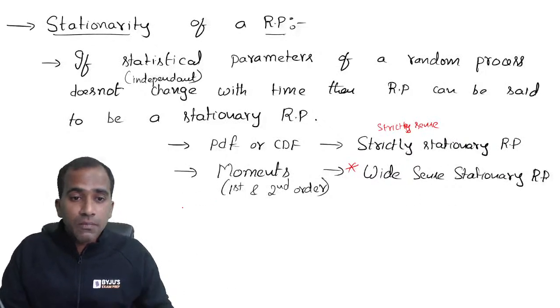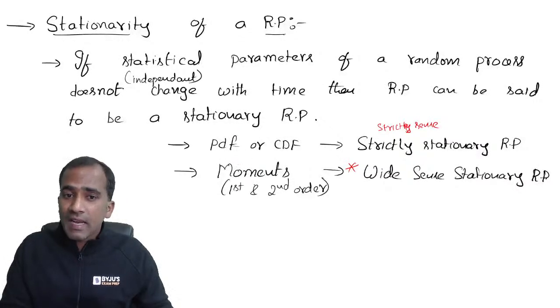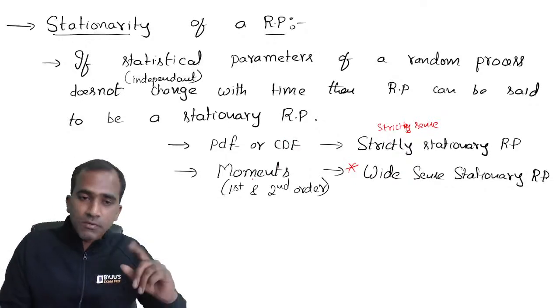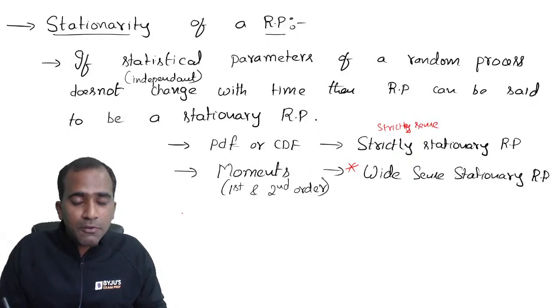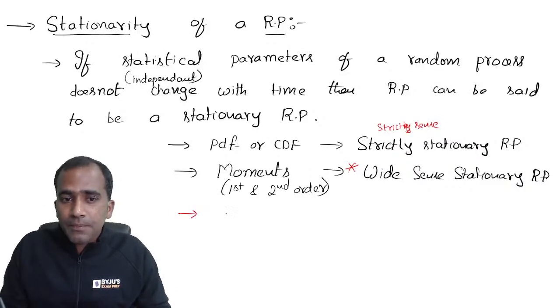So you might be asking now, sir, if we calculate the moments from PDF only, then how do we get the moments? If we can't get the PDF or CDF, how will we get the moments? Yes, very good. That's a good question. If you had that in mind, let me answer that. There is something called ergodic random process. Let me talk about this first.